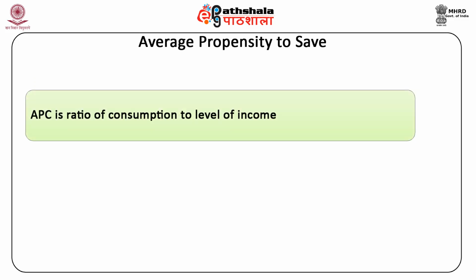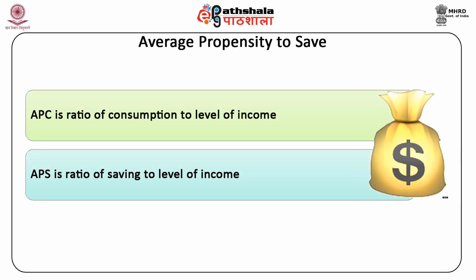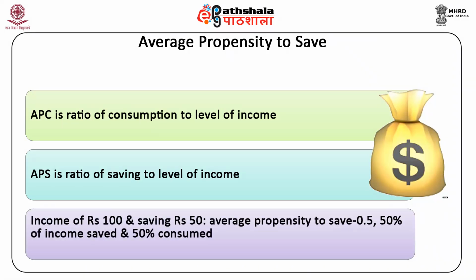As APC is the ratio of consumption to the level of income, similarly, APS is the ratio of saving to the level of income. For instance, if the income of an individual is, say, rupees 100 and saving is, say, rupees 50, then the average propensity to save will be 1/2 or 0.5. That is, 50% of the income is saved and the remaining 50% is consumed.